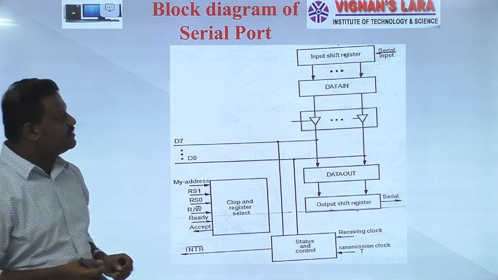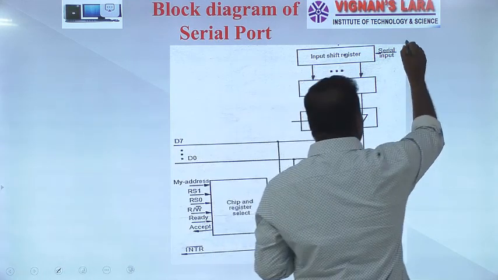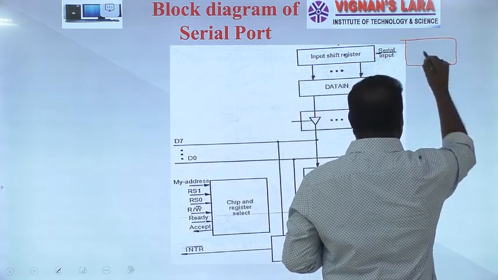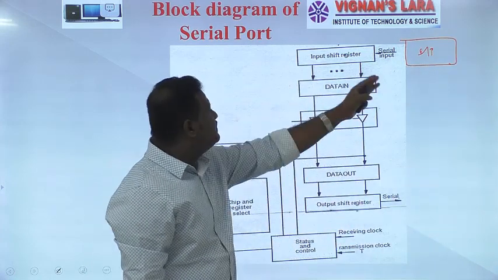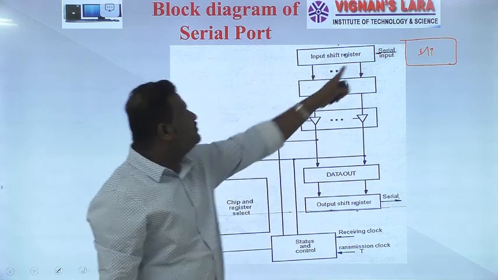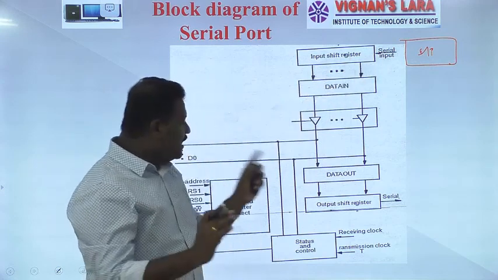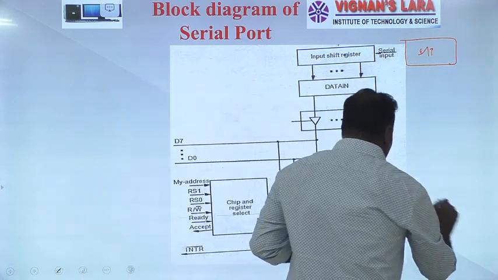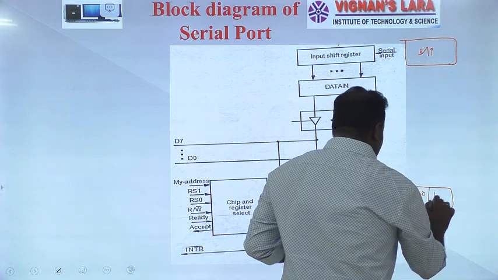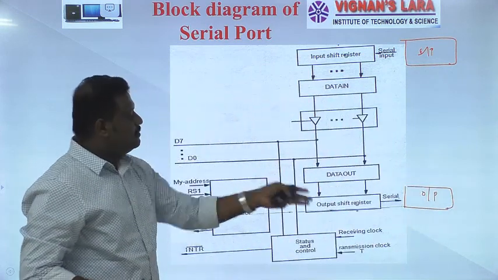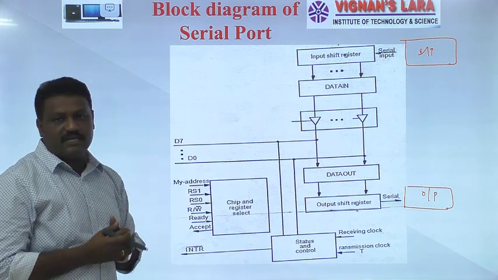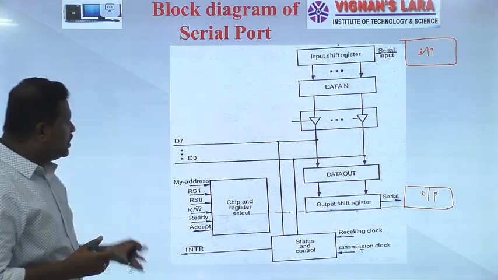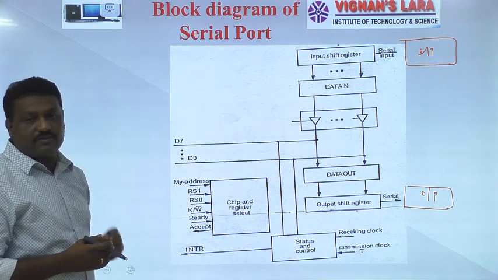So see here friends, you can assume at this end I have an input device. The input device will transfer the data to the I/O interface with the help of this serial input. And similarly here I have an output device. With the help of the serial out, my interfacing circuit transfers the data to an external device in serial form. So this is the whole interfacing circuit.